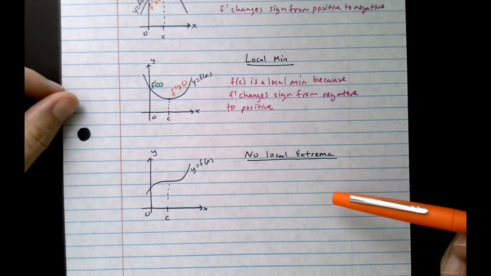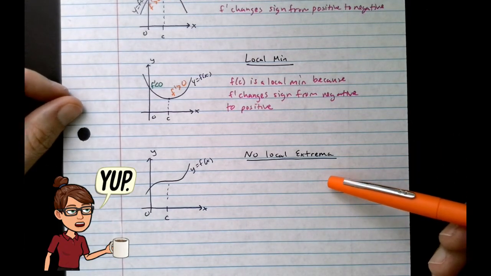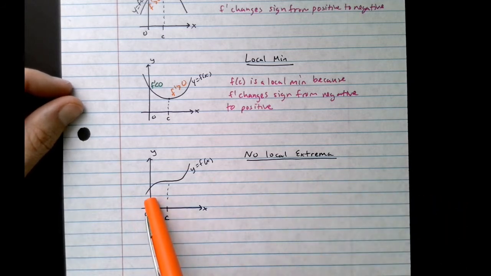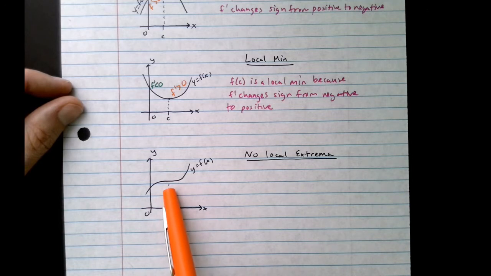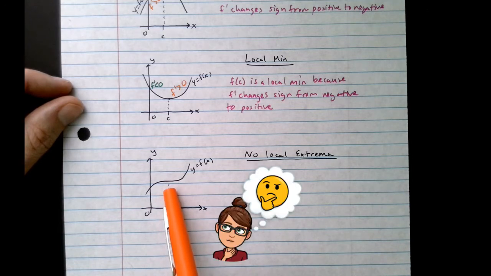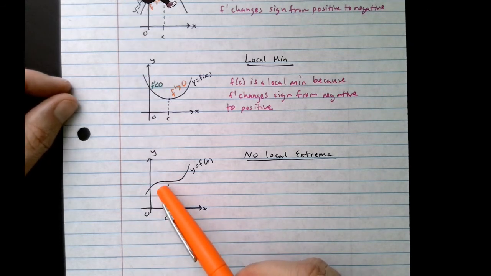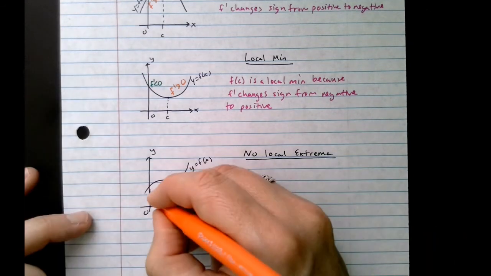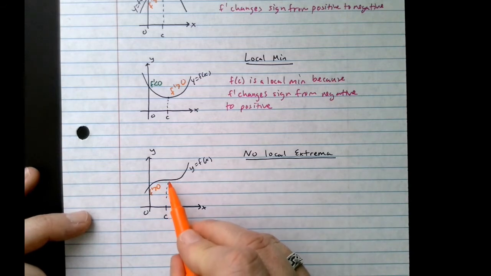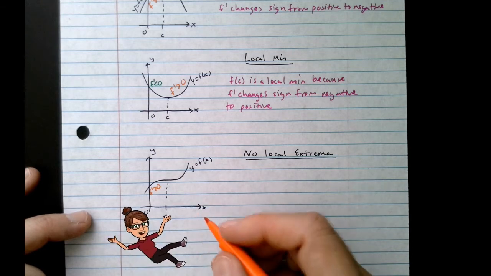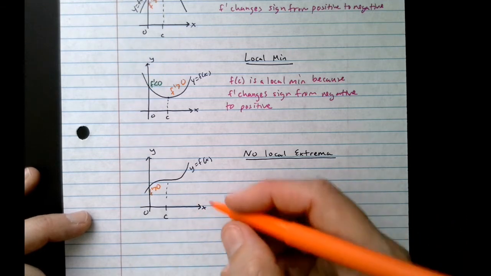Is it possible to have no extrema? Yes, we've seen that before. But how do derivatives come into play? Well, let's look at this example. At f of c, there is no local extrema. Now, why is that? Well, let's look to the left. Notice the graph is increasing. That means the derivative is positive. At c, it's paused for a moment, but then to the right of it, notice the graph is still increasing. So again, my derivative is positive.